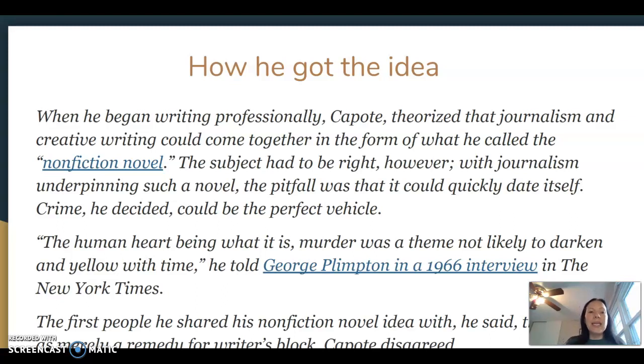And he realized as he learned about this story of the Clutter family murder that it would be the perfect story to write in a nonfiction novel. And so this quote from him, "The human heart being what it is, murder was a theme not likely to darken and yellow with time." So he's really thinking about writing a story that could withstand time and make him famous, essentially.